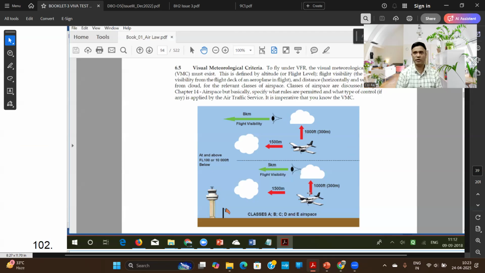Remember, this is not that when you stand on ground, you see the clouds at 1000 feet, you can take off. No, if you are planning to do circuits and landings at 800 feet, then the ceiling should be at least 1800 feet. That is 1000 feet above your planned level. Now here above 10,000 feet, the visibility criteria goes to 8 kilometers, the rest of the conditions remaining same. So this is in controlled airspace.